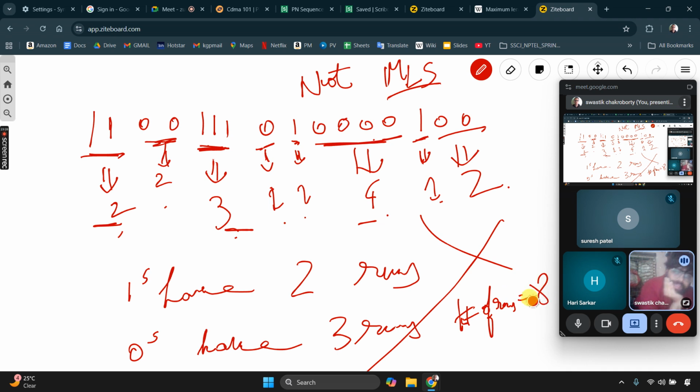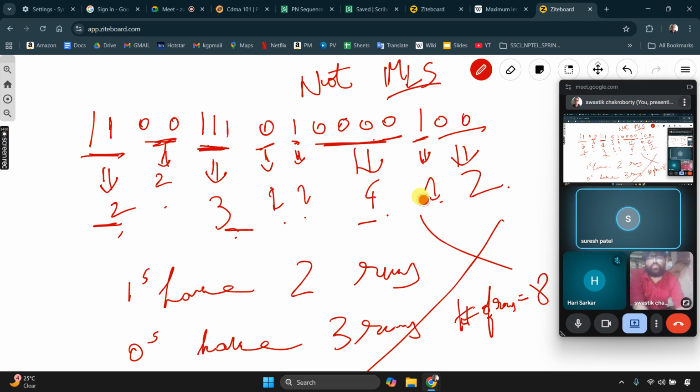Next, how many runs are of length 2? 1, 2, 3. 3 runs are of length 2. But how many runs should have been of length 2? Anyone? If this sequence was a maximal length sequence, how many runs should have been of length 2? A quarter of the runs are of length 2. So only 2 runs should be of length 2. So this is not a valid MLS again.